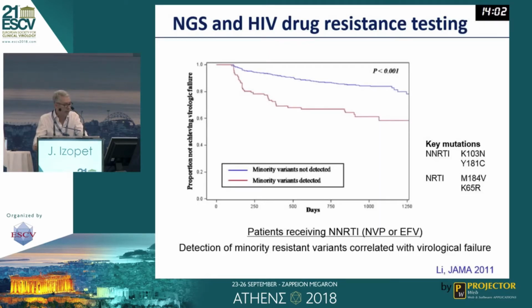Several years ago, Lee and colleagues published in the JAMA a meta-analysis indicating that the detection of minority-resistant variants was correlated with virological failure, as illustrated here on this Kaplan-Meier curve, with the red line indicating the patient who had minority variant at baseline, and the blue line, patient who had no detection of minority variant. In this meta-analysis, the key mutations that were detected were NNRTI and NRTI mutations.